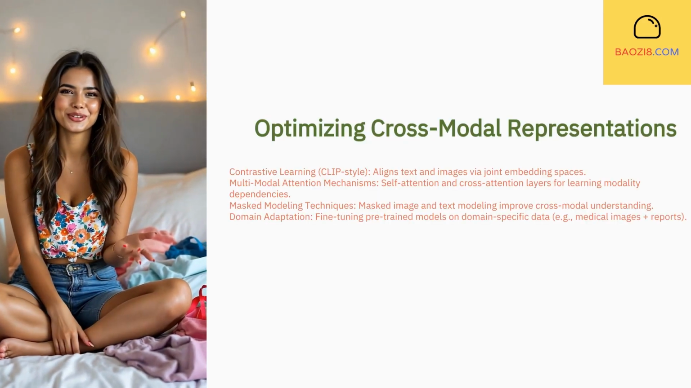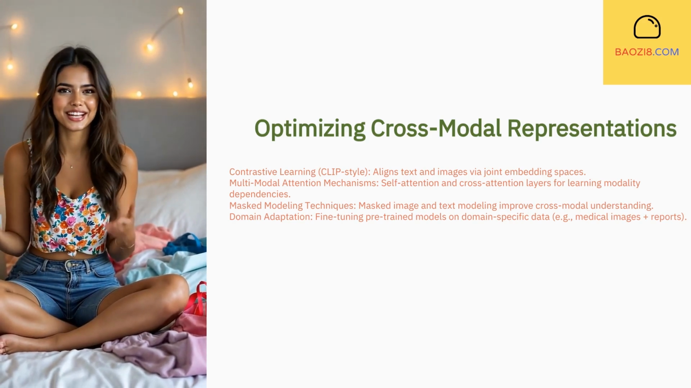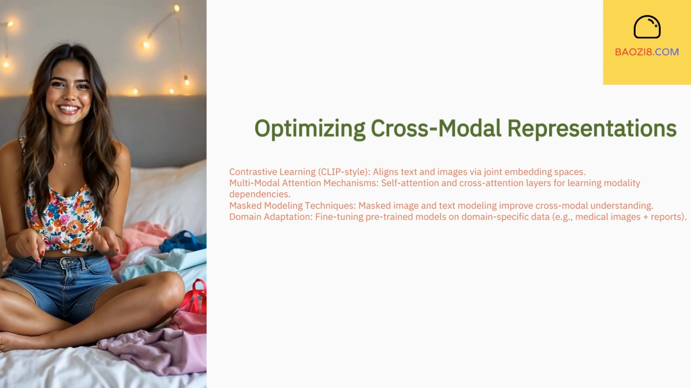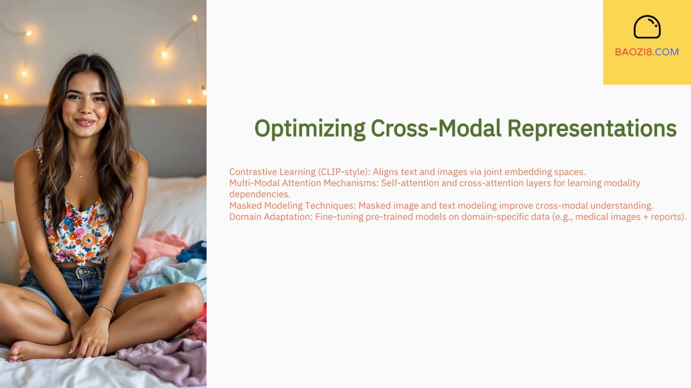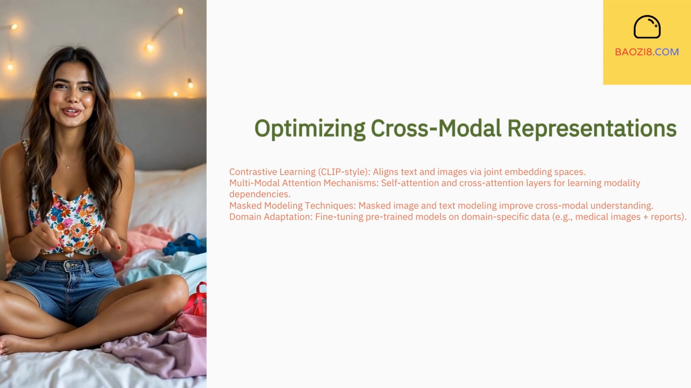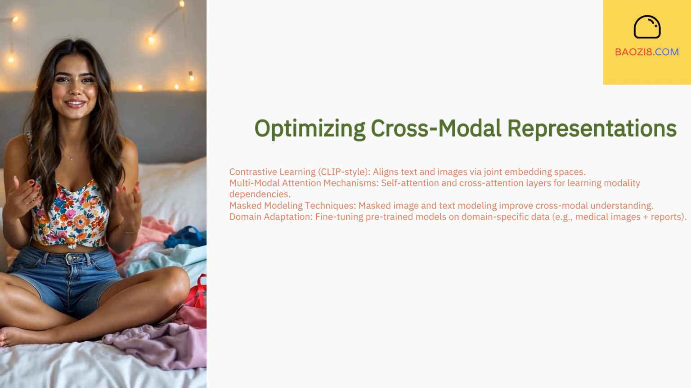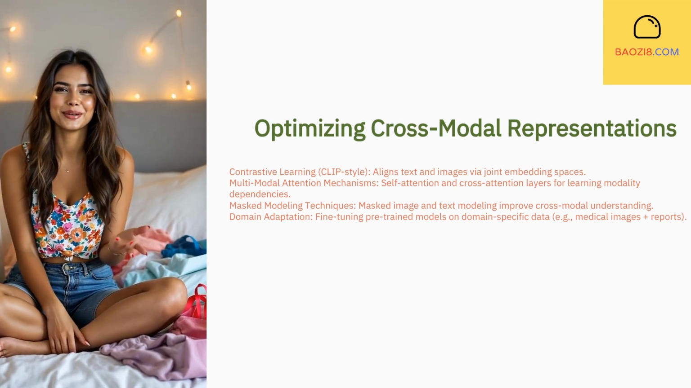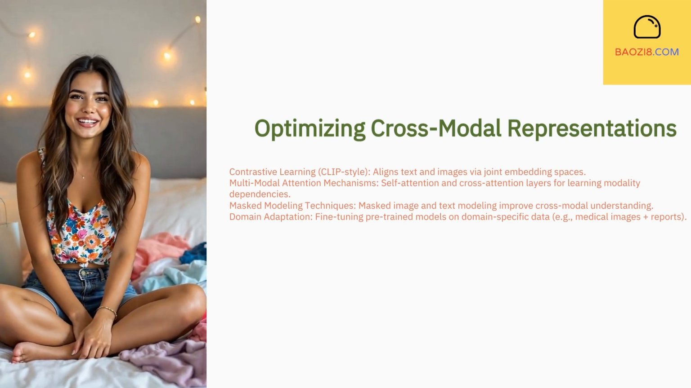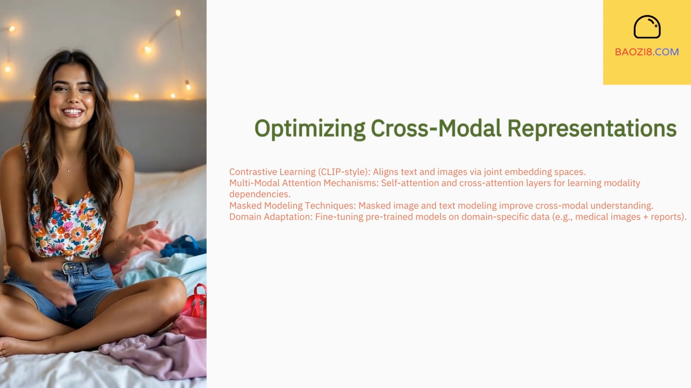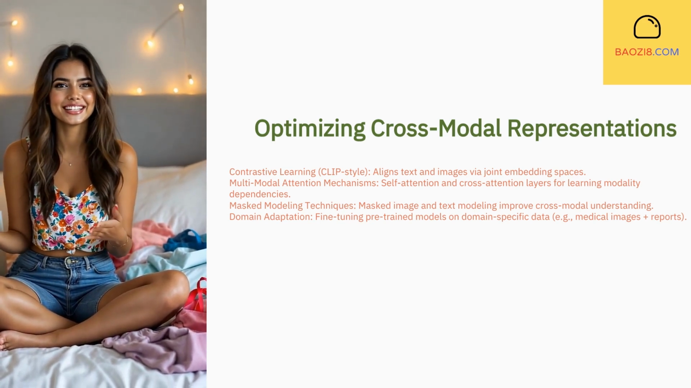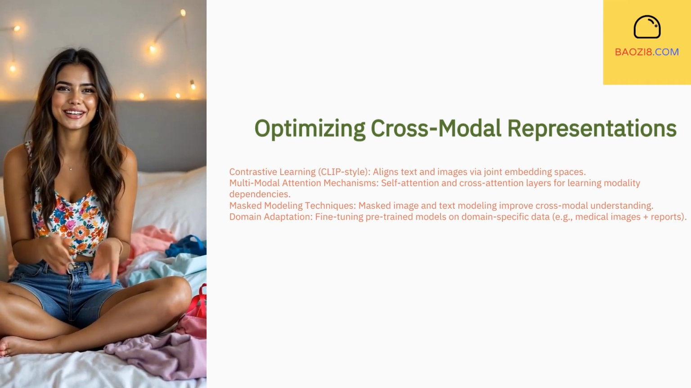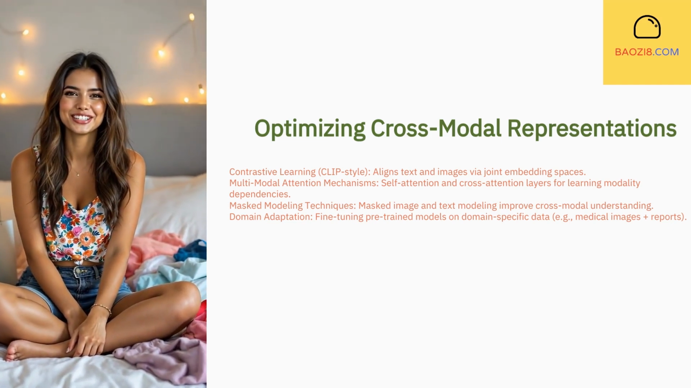To ensure effective cross-modal learning, optimizing representations across modalities is key. Contrastive learning, CLIP-style models, aligns text and image representations in a shared embedding space, enabling zero-shot classification and cross-modal retrieval. Multimodal attention mechanisms allow different modalities to influence each other dynamically. Cross-attention layers improve learning by allowing the model to attend to relevant features from other modalities. Masked modeling techniques enhance data representation learning. Masked image modeling, e.g. MAE, masked autoencoders, improves feature learning. Masked text modeling, e.g. BERT-style training, enhances text comprehension.